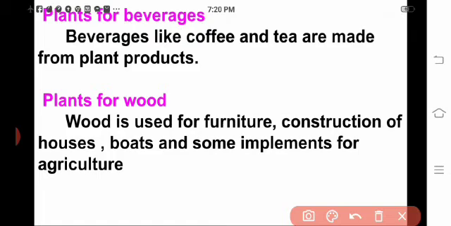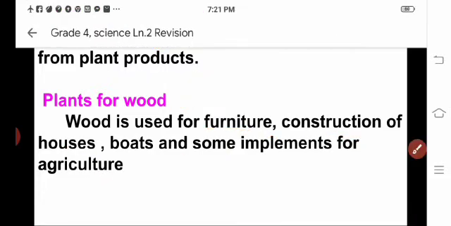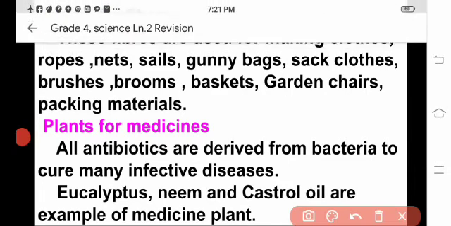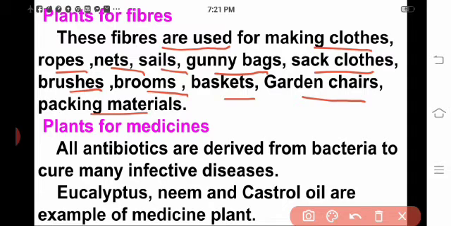Next is the plants for beverages. Plants for beverages like coffee and tea are made from plant products. Next, plants for wood. Wood is used for furniture, construction of houses, boards and some implements. For agriculture also we can use the wood, isn't it? Yes. Next is the plants for fibers. These fibers are used for making clothes, ropes, nets, sails, gunny bags, sackcloths, brushes, brooms, baskets, garden chairs, packing materials. We can use those fibers for clothes, ropes, nets and all.